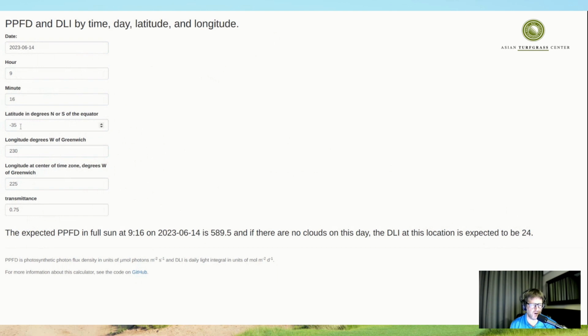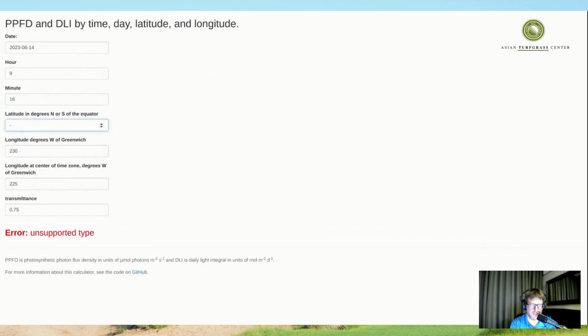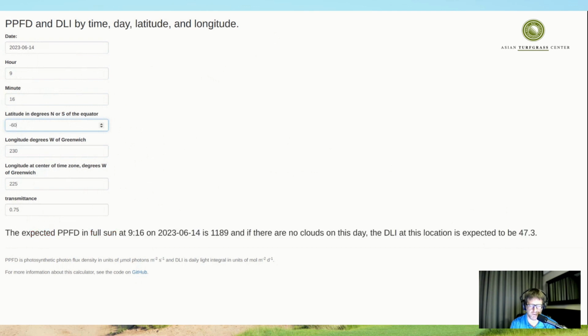And we can go even farther south and the DLI should go down. So let's go to the Antarctic Circle, which would be about minus 60. At that latitude, the DLI is expected to be 3.15. That's nothing. Let's go to the northern Arctic Circle on June 14th, so that's like 63, 64 degrees.